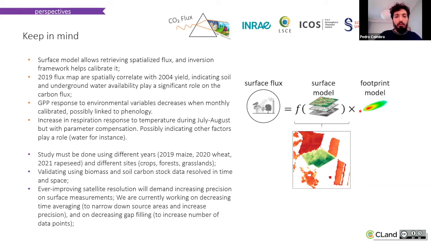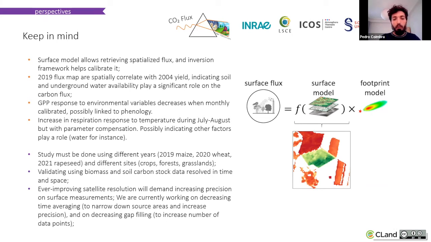And for some perspectives, the next steps would be to use this in different years, 2019, 2020, and 2021. We're going to have different cultures being grown, so we can compare whether it's robust, whether this spatial pattern repeats itself. Also on different sites: crops, forests, and grasslands. And we should be validating it with the biomass and soil carbon stock maps that are available. We just have to be careful with the scale because in this case it's a small site. And of course, the other big part is that satellite resolution is increasing, so we need to be doing these observations in a more precise way.